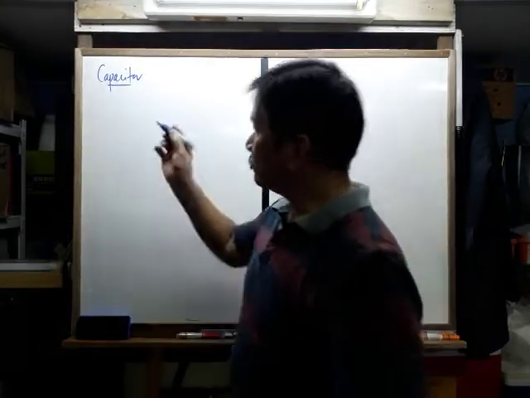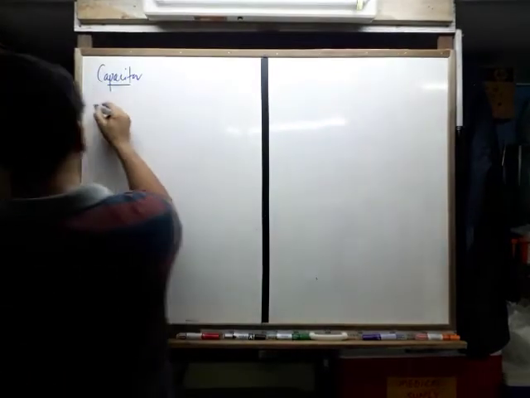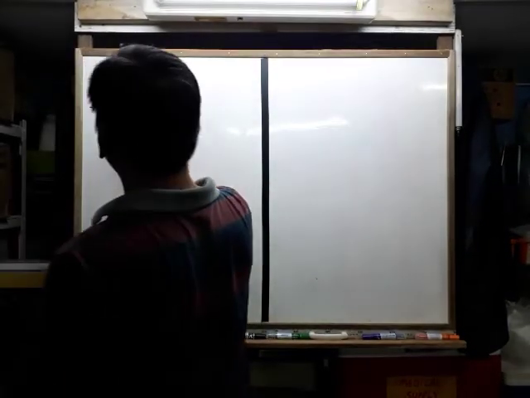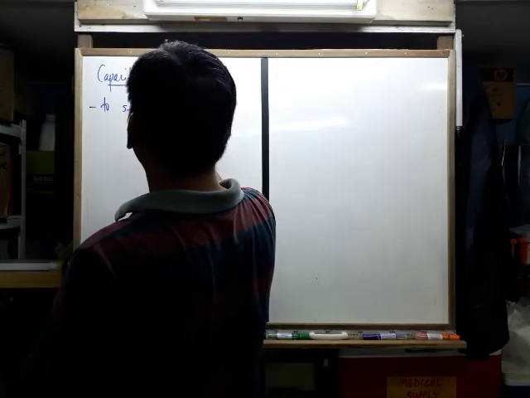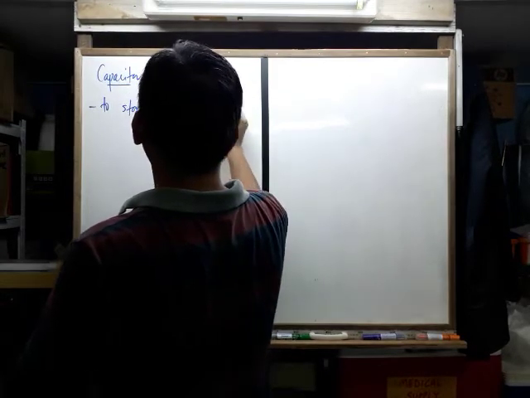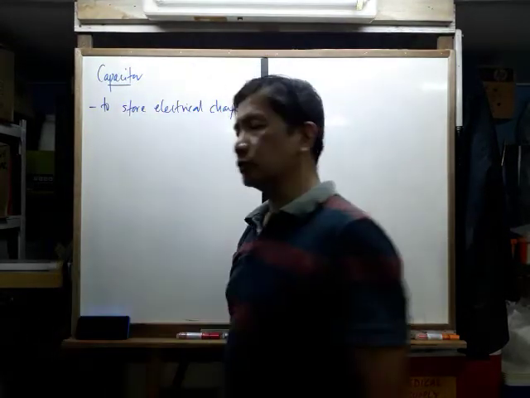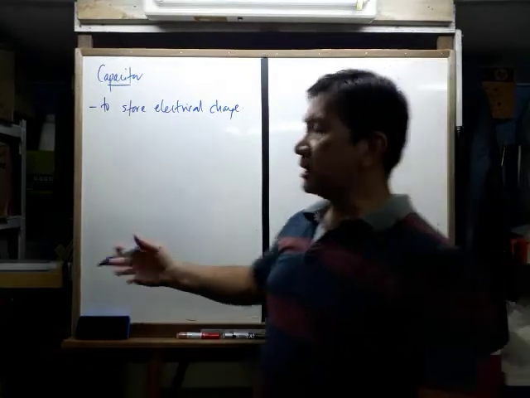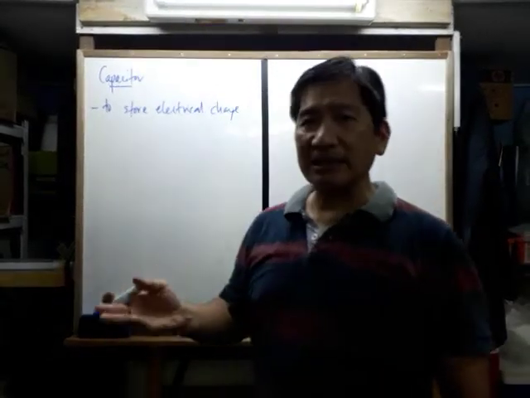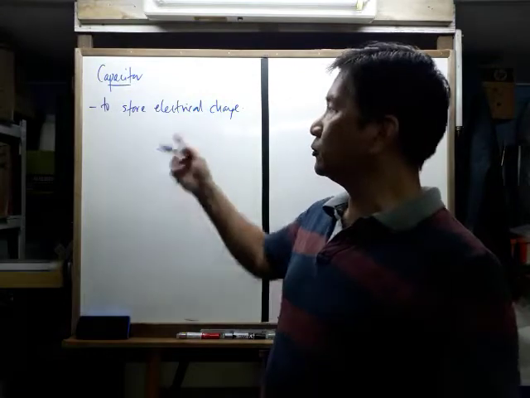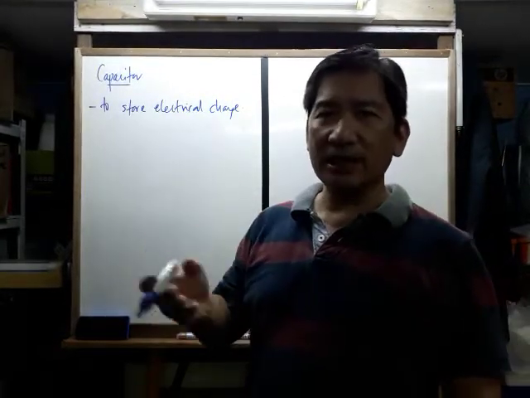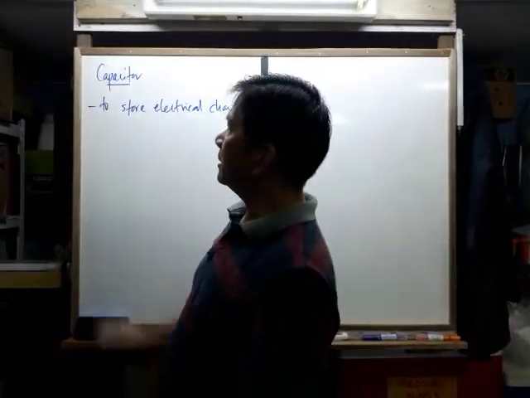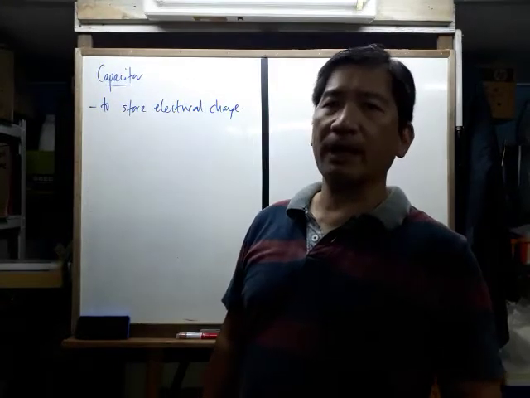So first we look at the capacitor. The purpose is to store electrical charge. That is to store, but we can also release, which is called discharge. To store is to charge, to release is to discharge. So that is the purpose of a capacitor.